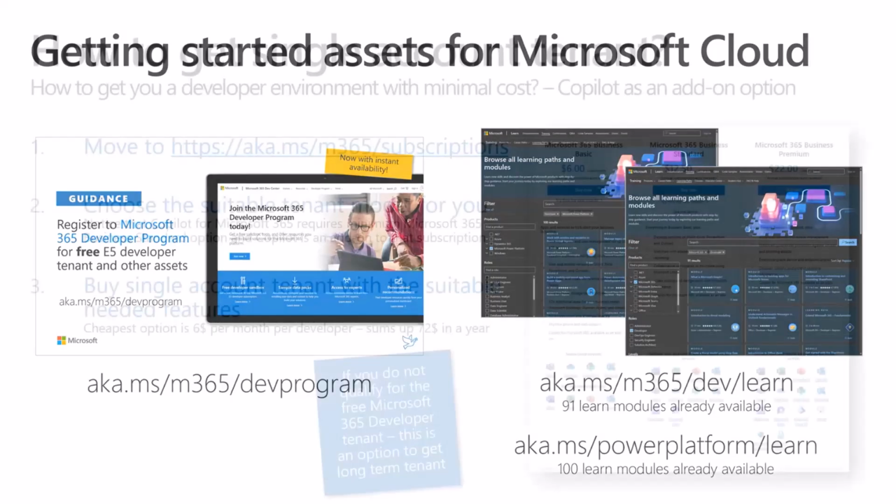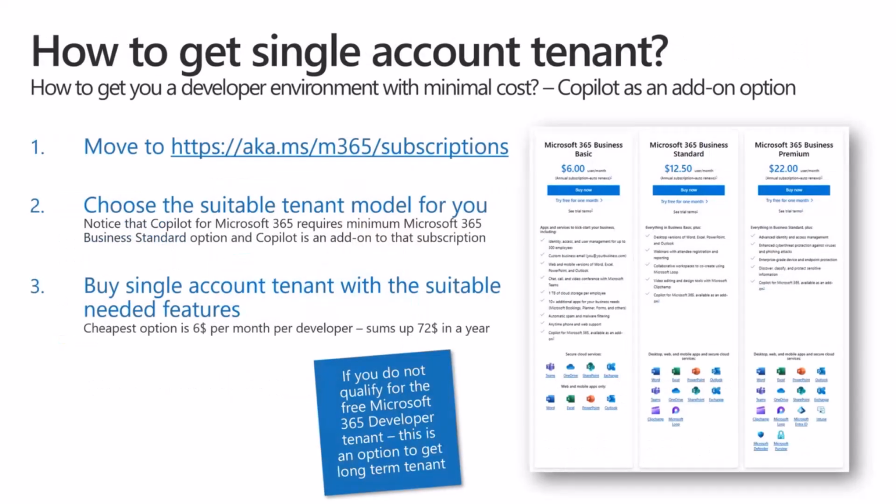Now, if you don't qualify, there is a relatively cost-friendly option, which is that you can actually buy your own tenant. And the cool thing about buying your own tenant is that nobody can take that away from you as long as you or your company keeps on paying for it. The developer tenant renews automatically if you use it for development. If you don't use it for development for a certain time period, it will actually get destroyed or removed. These tenants will never do that. So for $6 per month, you will get a normal Microsoft 365 tenant with all of the out-of-the-box production-ready capabilities, and nobody will take that away from you. So it's a really cost-friendly option.